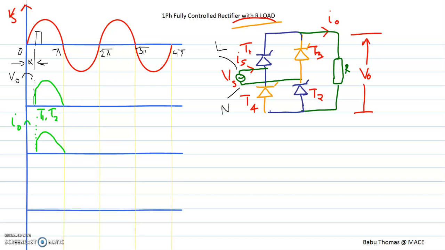Now during the negative half cycle, you can observe that the thyristors T3 and T4 will get forward biased. So the current will be flowing from the point N, T3, R, then T4 and back to L. So here the current flow will be in the same direction as before, and the voltage is also of the same polarity. So I can again draw my output waveform from pi to 2 pi like this, and for the current also in the same way.